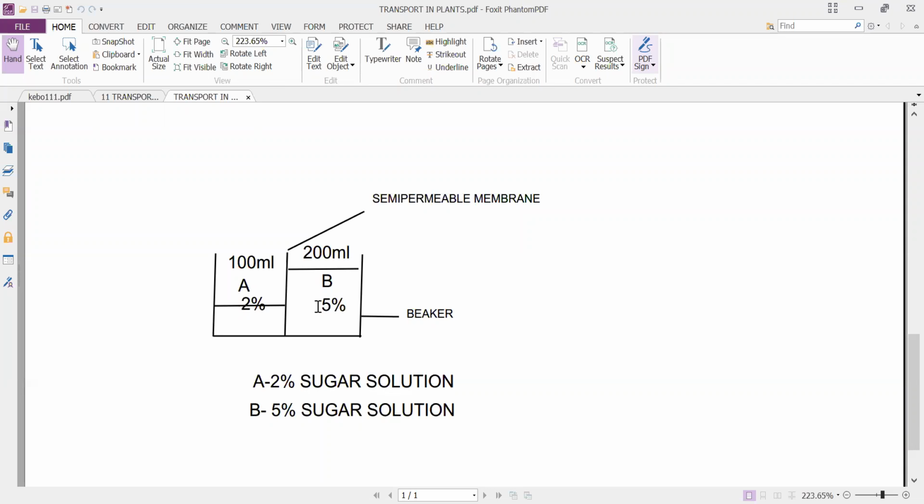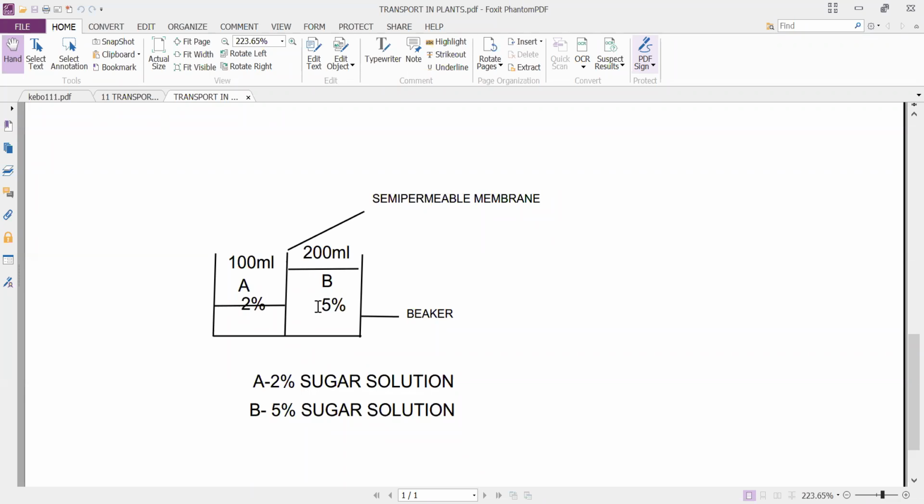How does A have more water potential? When you add any solute, the water potential decreases. Which has more solute? The 5% solution has more solute. So automatically B will have less water potential.